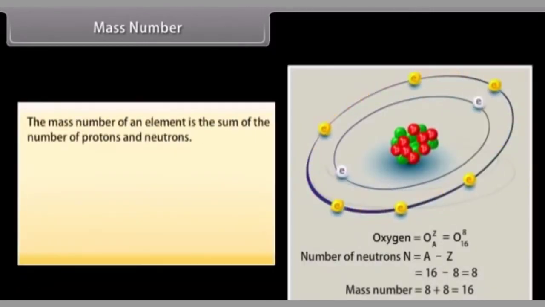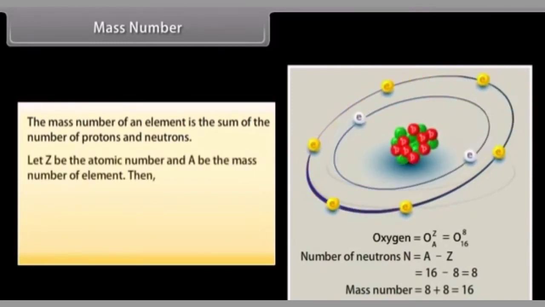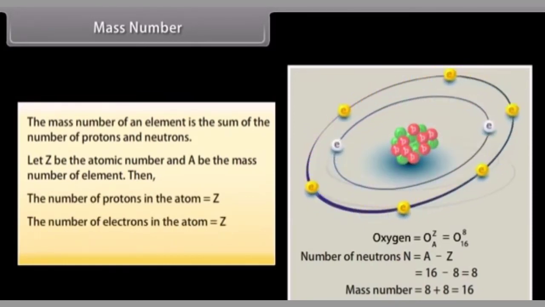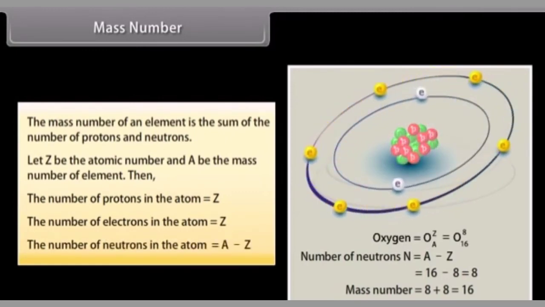Mass number. The mass number of an element is the sum of the number of protons and neutrons. Let Z be the atomic number and A be the mass number of the element. Then the number of protons in the atom equals Z. The number of electrons in the atom equals Z. The number of neutrons in the atom equals A minus Z.